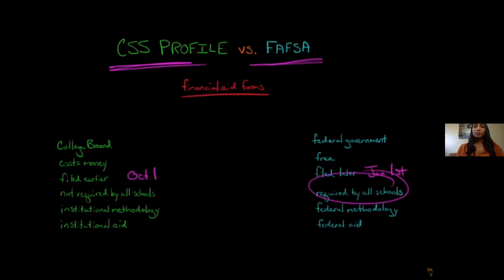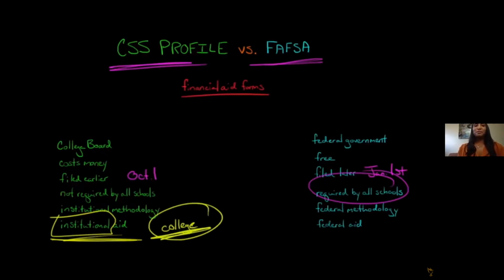Now, the CSS profile and the FAFSA use different methodologies for determining how much financial aid the student should be eligible for. The CSS profile uses what's called the institutional methodology, which is used to determine how much institutional aid the college or university gives to the student. When we say institutional aid, we're talking about grants and scholarships given out by the college's own funds, right? The college has money that it can decide what to do with, and that's institutional aid.